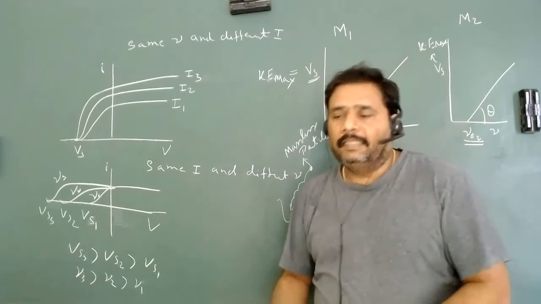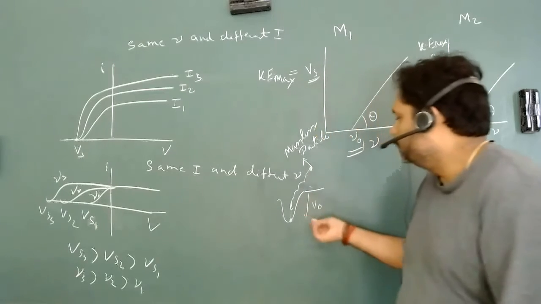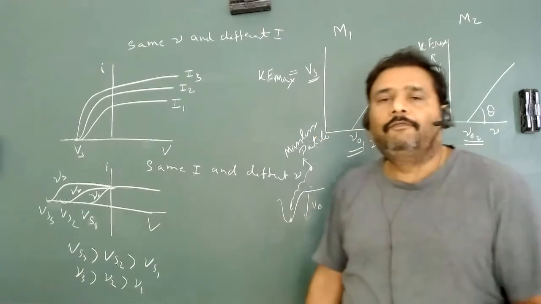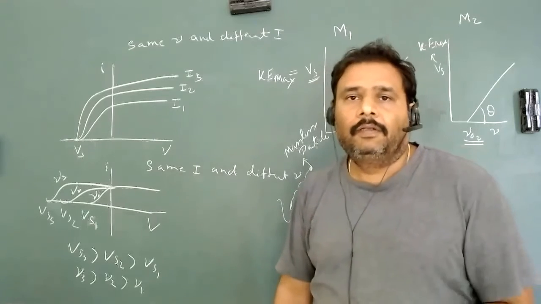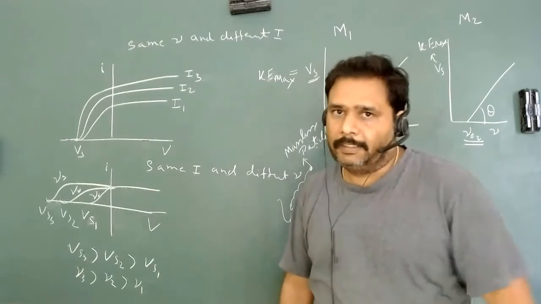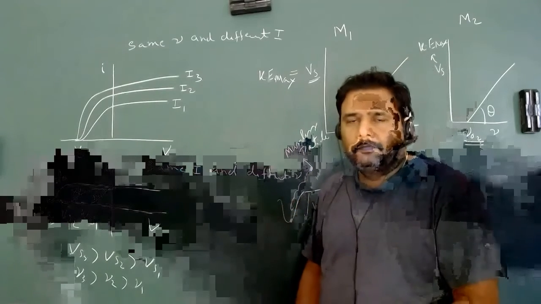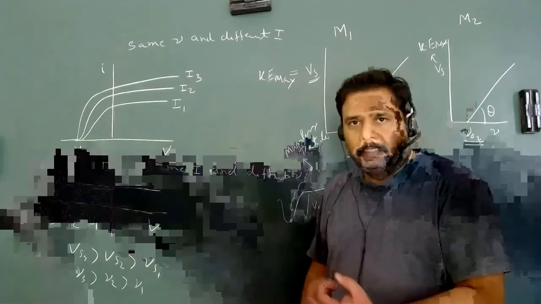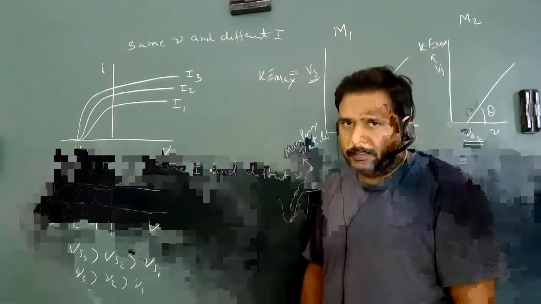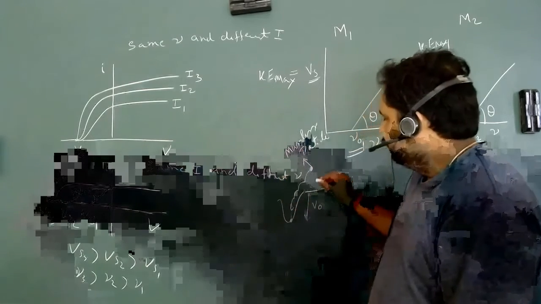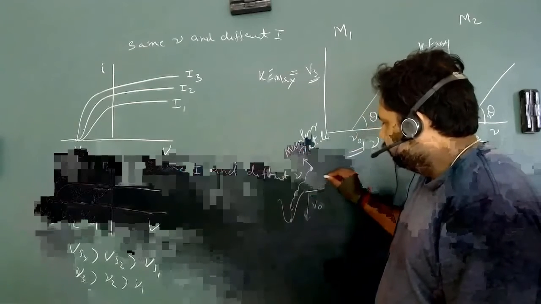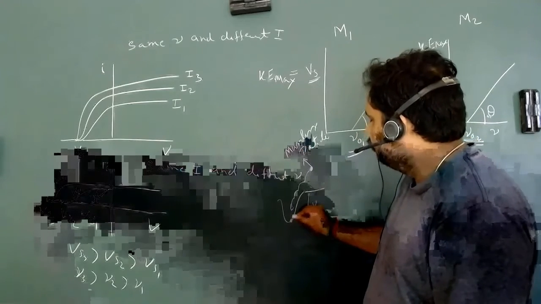Einstein said that this particular potential, the minimum potential for which current can be found, is known as the threshold potential. So the photon comes to this electron, the electron absorbs the energy of the photon and gets excited, but we will find current only once the electron overcomes this particular potential.